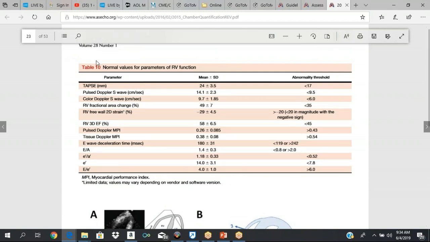Okay. So the new values for TAPSE. It's abnormal if TAPSE is less than 17 millimeters. This is the range, however, but we usually use just one number. So if your TAPSE is less than 17, it suggests that you have RV systolic dysfunction. If your S prime is less than 9.5, okay? So the previous value for TAPSE was 16, the previous value for your S prime was 10. So it's 9.5, so remember the new values, okay?